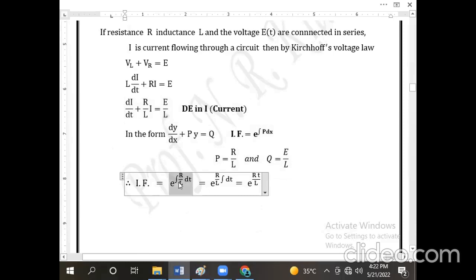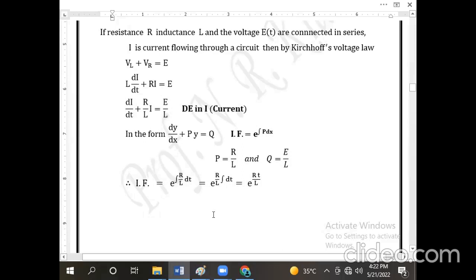R upon L is a constant because the resistance and inductance values are fixed in any electric circuit. So the constant comes outside your integration, and the integration of dt becomes t. So the integrating factor is e raised to Rt upon L.